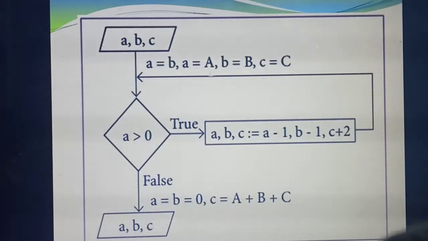Then again, what input do you need to give? A equal to B, A equal to A. Already you have studied this, no? Same thing only. Then A and B are equal, so the value of A is capital A, B is B, C is C. If the condition is false, meaning the value of A and B is 0, what do you need to do? Add C equal to A plus B. So you will get the answer A, B, C.